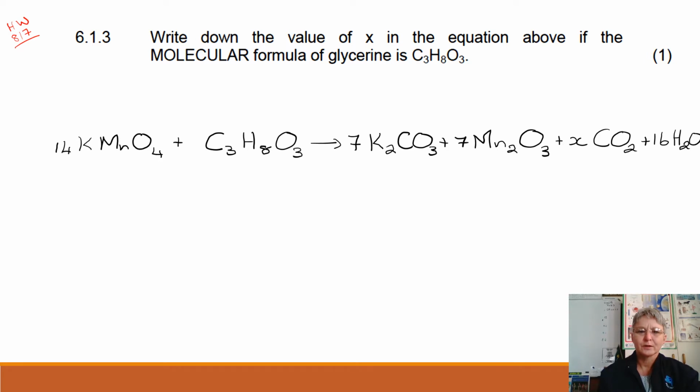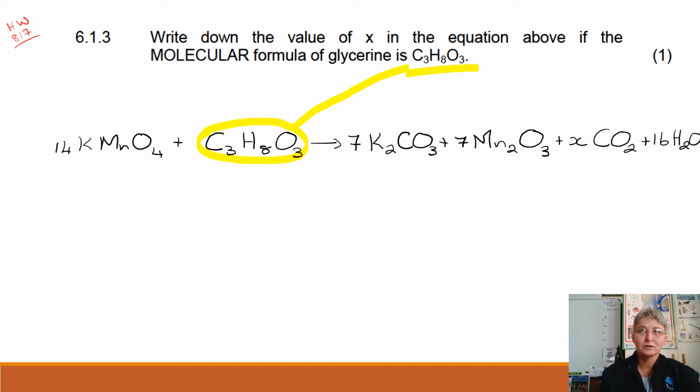So we had to get the empirical formula for glycerine, and that is the empirical formula for glycerine. And we see that the molecular formula for glycerine is exactly the same thing. And now they say write down the value of X in the equation above. So to get the value of X, we need to actually balance the equation.